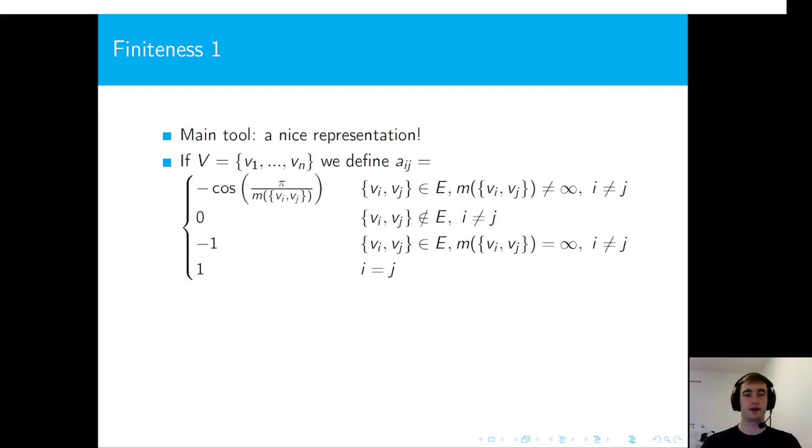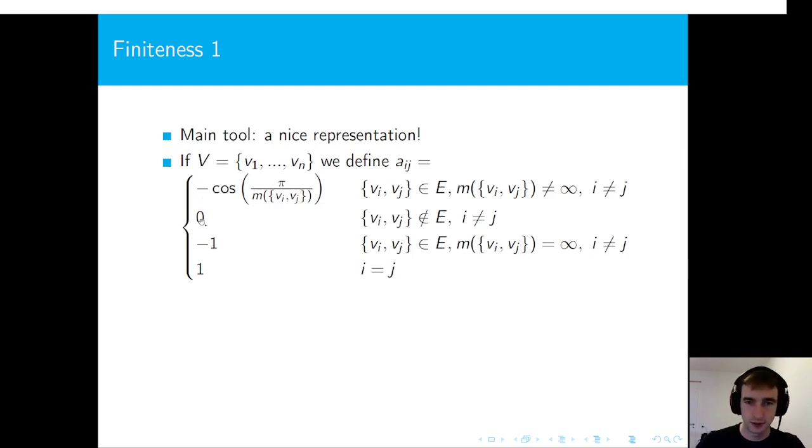Okay. So this looks scary at first, but we'll go through this very, very slowly. Suppose we're given n vertices, n generators, and now we want to define a matrix. We have to go through all the cases. The first case is that we have an edge between Vi and Vj, and the edge label is not infinity. Then we just say this is minus cosine of pi divided by the edge label.